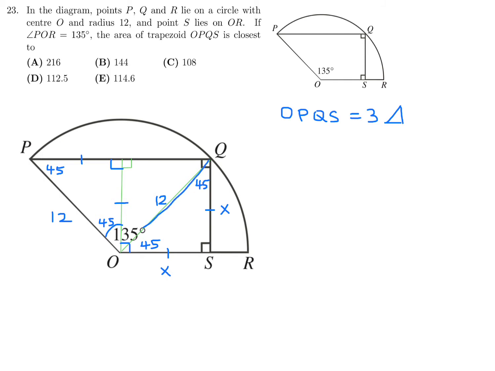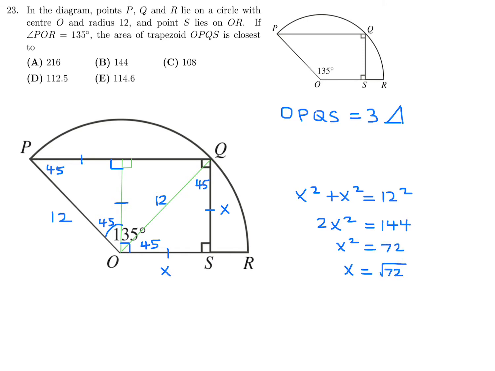And then just use Pythagoras on that triangle to figure out x. So we have x squared plus x squared is equal to 12 squared. So 2x squared is equal to 144. x squared is equal to 72, and therefore x is equal to the root of 72.